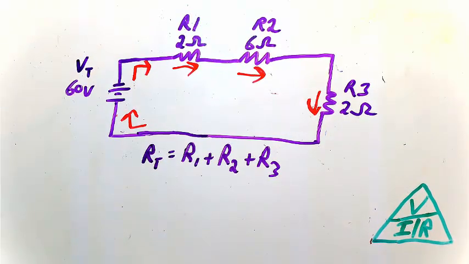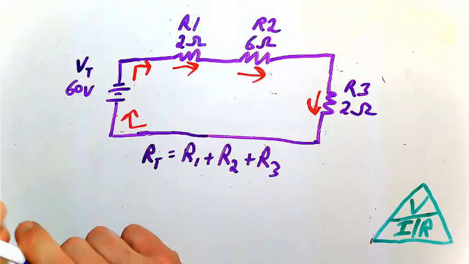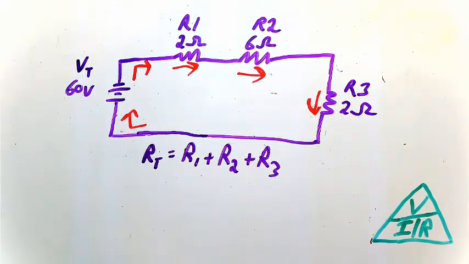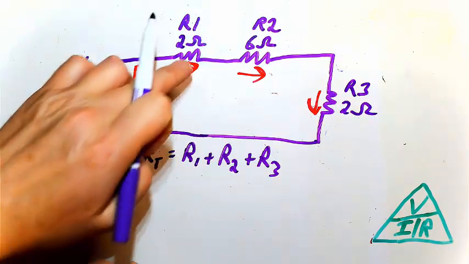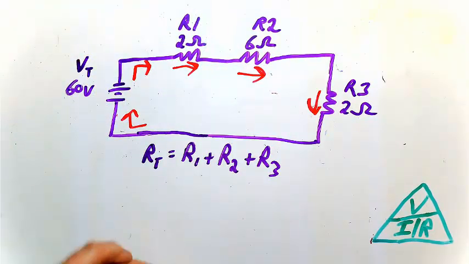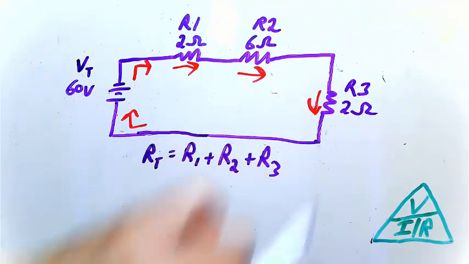This video will be on a series circuit. We're going to go over some of the rules that deal with a series circuit. And one of the first rules deals with the resistance. And in this series circuit, we have a power supply and 3 resistors in series. The current has to go through one in order to get through the next.